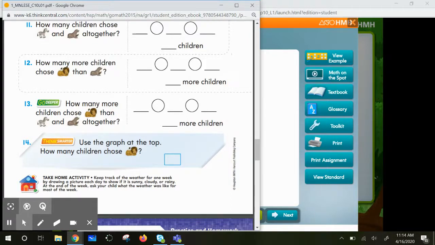Feel free to pause after each question that I read so that you can solve the problem, or rewind and listen to me read the question again. Then pause and solve the problem. You've got this. You are amazing and you can do this.